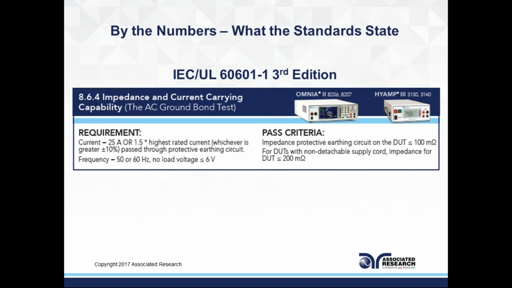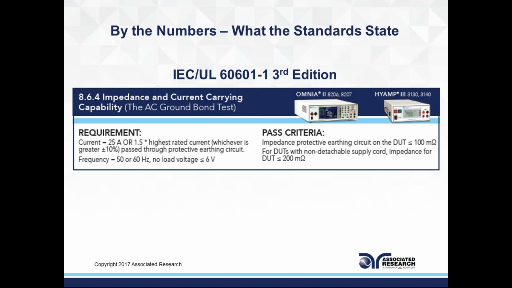So this is telling you to apply 25 amps to your product ground circuit, ground pin to the chassis, or apply 1.5 times the highest current. If your product drew 10 amps of current, that would be 15 amps, but 25 is higher. So you would want to use the higher number, and 25 amps would be the current level for your ground bond test.